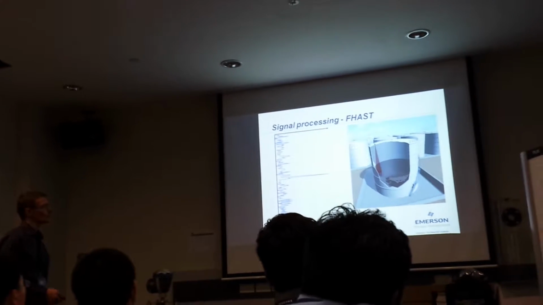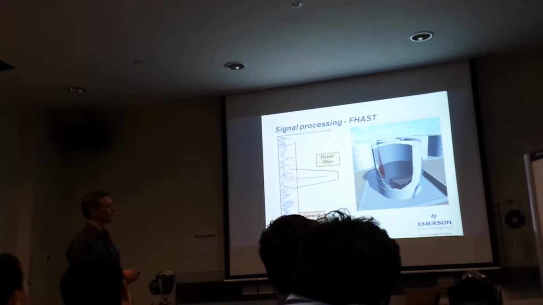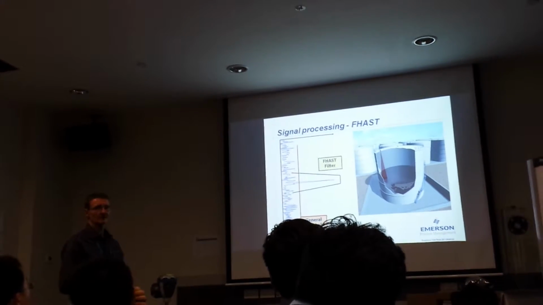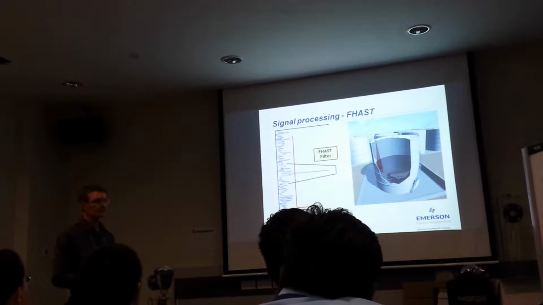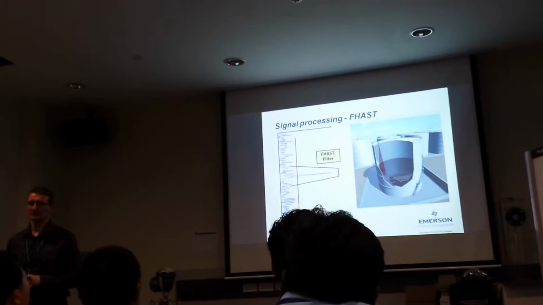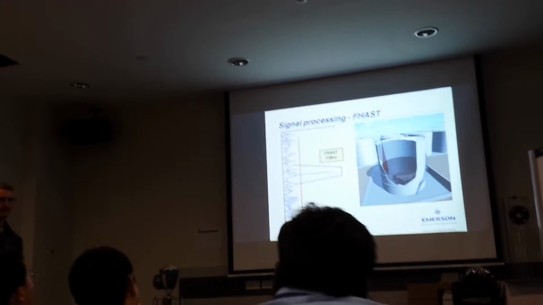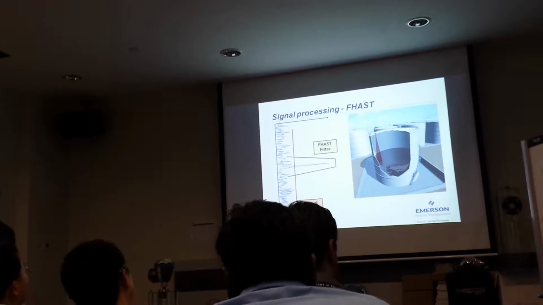This pulse filter is more like, once we have found this peak, then we apply another filter around the peak we have found. And this way we can increase the accuracy of that level. That's the theory of the pulse filter.